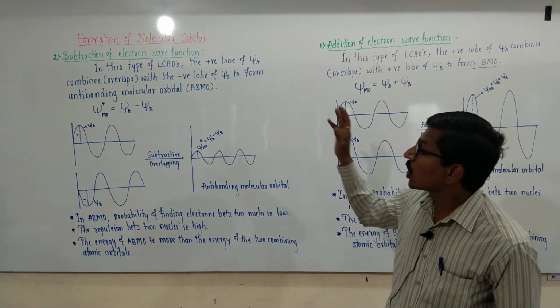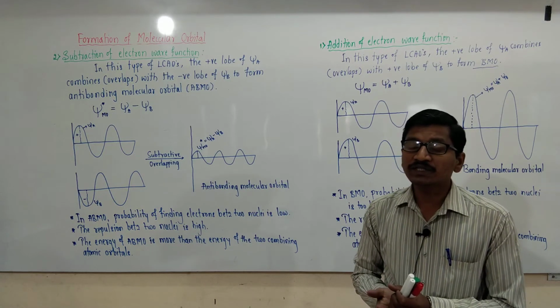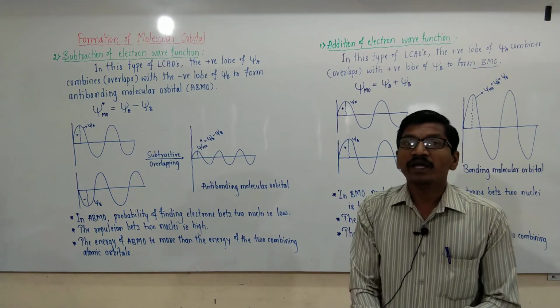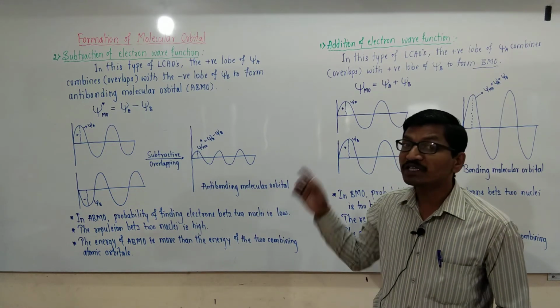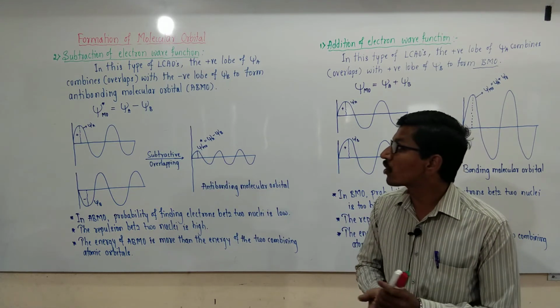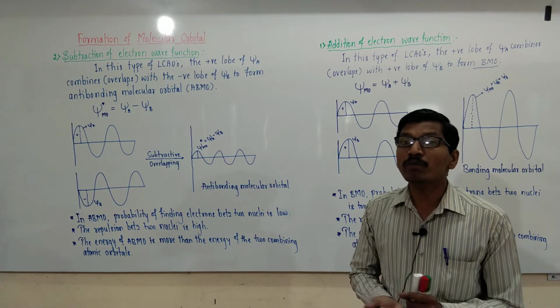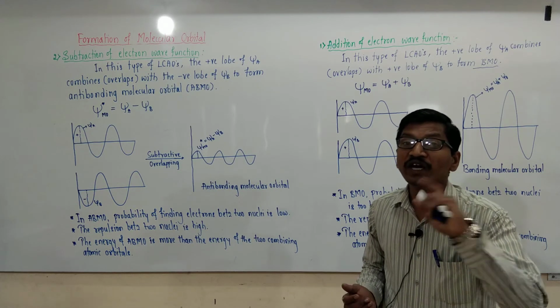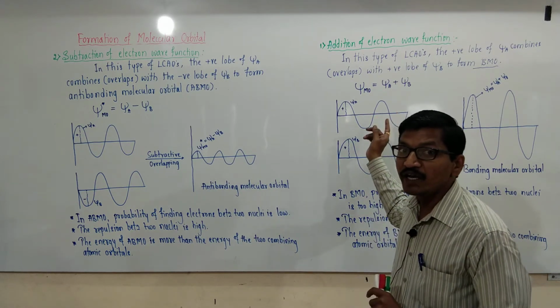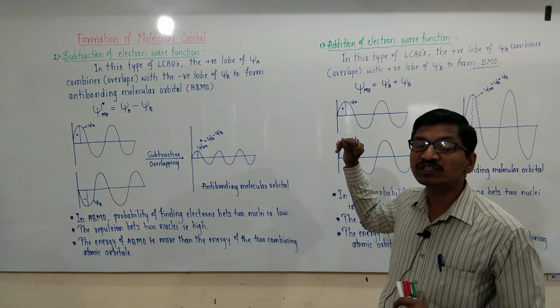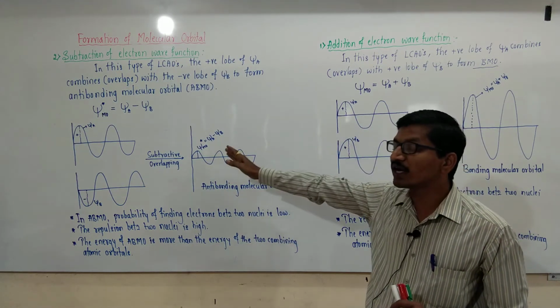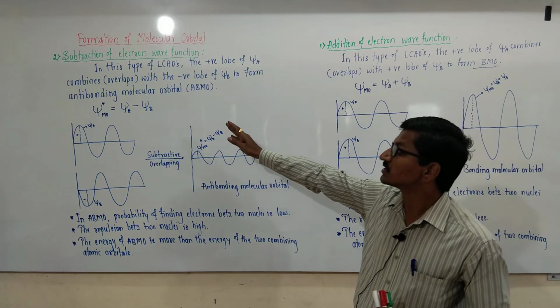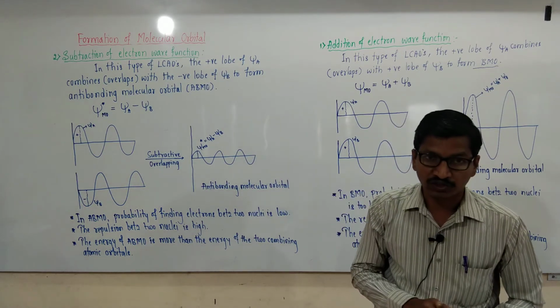The formation of molecular orbitals may be described or explained on the basis of the linear combination of atomic orbitals, and this linear combination of atomic orbitals happens in two different ways. One is addition of electron wave functions, constructive interference, and the second one is destructive interference, that is, subtraction of electron wave functions.